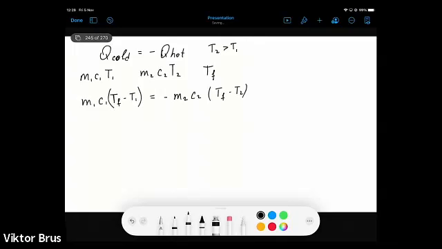So based on this conservation of energy concept, we can define either the final temperature, thermal equilibrium, or, if we know this final thermal equilibrium temperature, get some unknown parameters of these two systems.